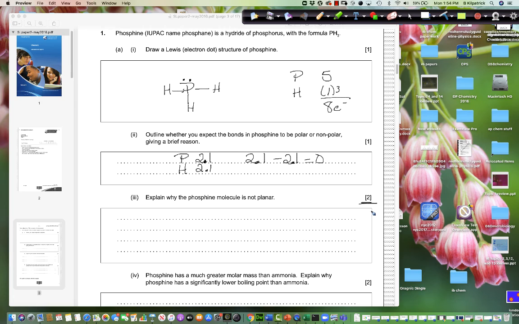All right, explain why phosphine is not planar. So remember, look at everything that you're answering. This one has 2 marks, so in order for you to get both marks, you have to say something about the fact that you've got a lone pair. So you've got a lone pair, and you also have 3 bonding pairs. But that's not the whole reason. It needs 2 marks, so you also need to state that the lone pair repels more strongly.